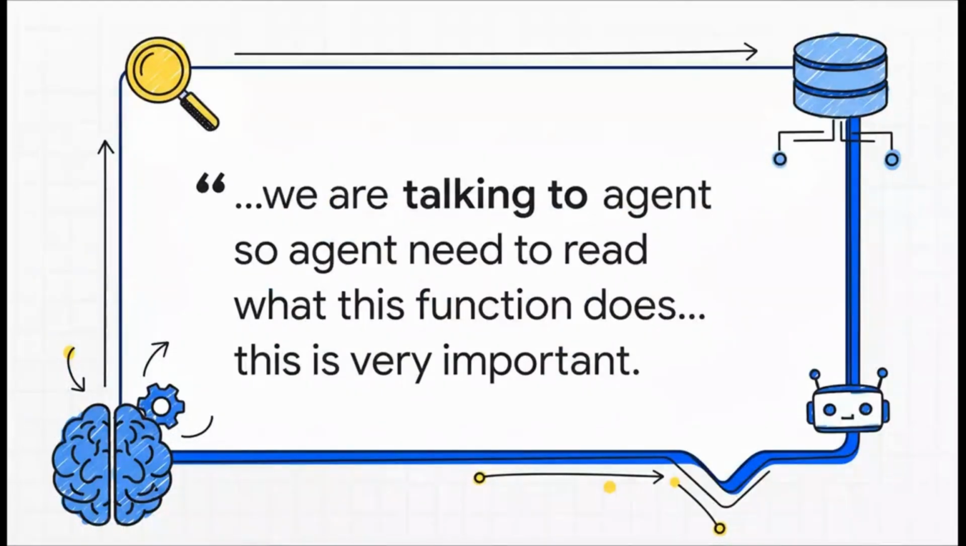This right here is the aha moment. That simple, plain English description you write, it's not just a comment for other programmers, it is the actual instruction manual for the AI. The AI literally reads your description to figure out what the tool is, what it does, and most importantly, when it should use it.